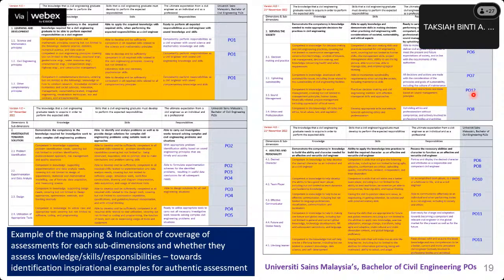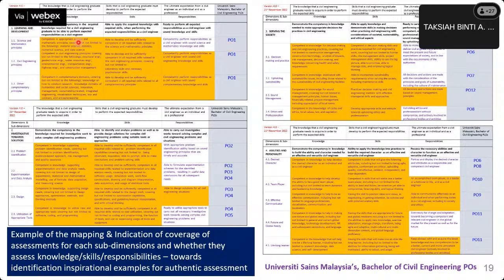You see the red, the yellow and the white colors. The yellow means it is nicely mapped, equivalent to the one that we have. But we still have room for improvement. You see, sometimes, in terms of PO1, for the responsibility, maybe we didn't spell it out properly in our PO1. So these are the interesting parts that we learn from the CALOHEA project.